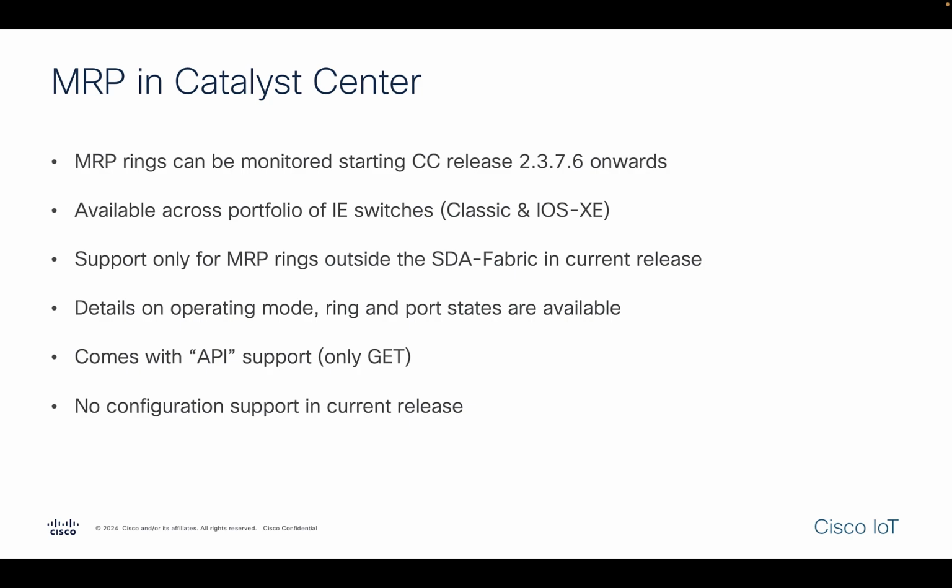Starting from Catalyst Center release 2376, MRP monitoring capabilities are available for both classic and IOS XE platforms. It is important to note MRP can be monitored only outside the SDA fabric. Administrators can view details such as operating modes, ring states, and port status directly from the Catalyst Center. This information and visibility is crucial for network monitoring.